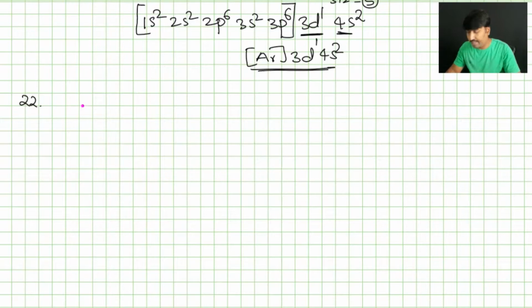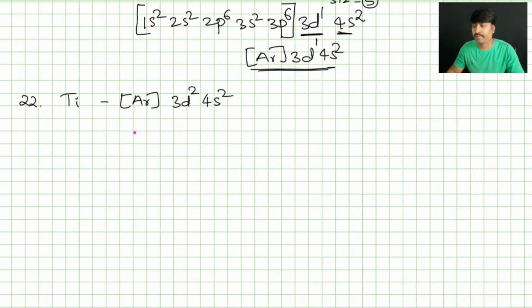22 is titanium. Titanium we have. The titanium having electronic configuration, that is argon. Let me write here argon. Argon, that is 18 electrons. Then 3d2 4s2 we have. That's the electronic configuration for titanium.